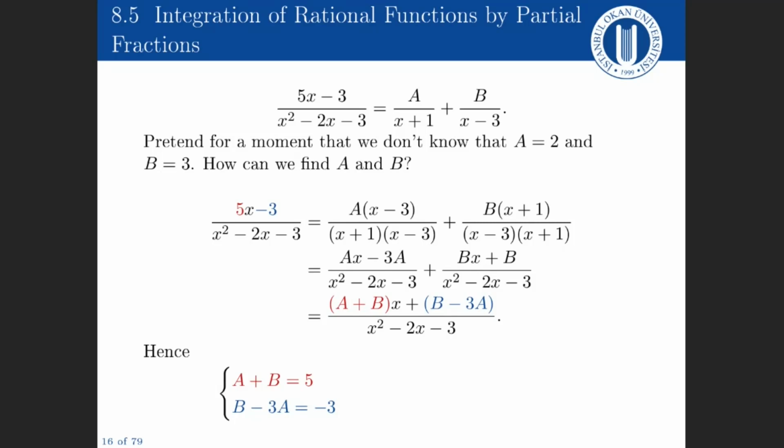So we have these simultaneous equations. You should know from high school how to solve these. Solving these, we find that a must be 2 and b must be 3.